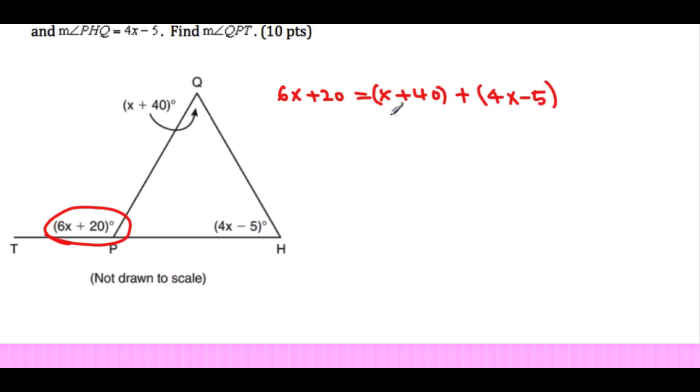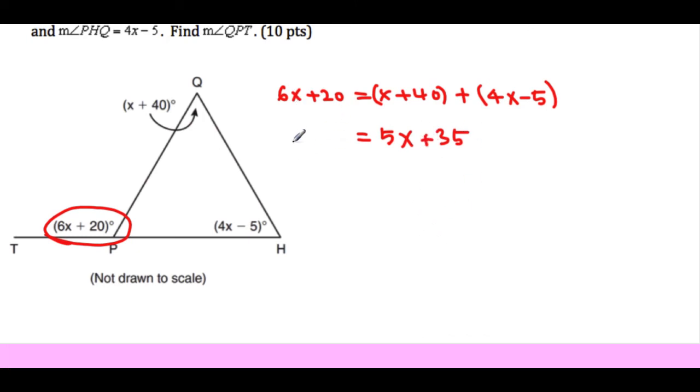Now, then let us try to combine the right side. What is x plus 4x? It becomes 5x, isn't it? Now, how about 40 minus 5? That's 35.